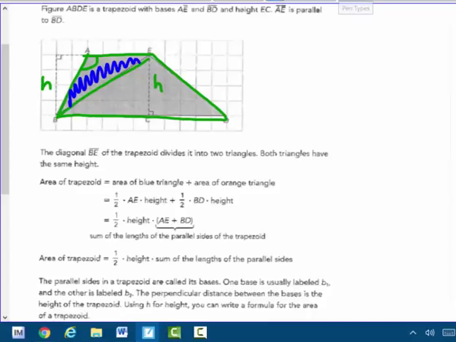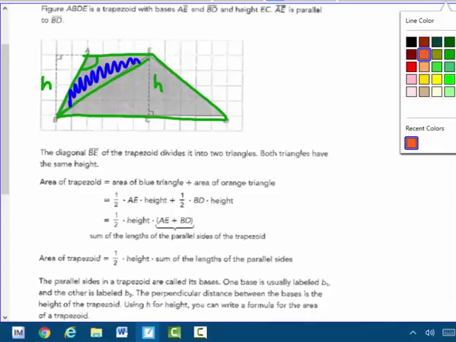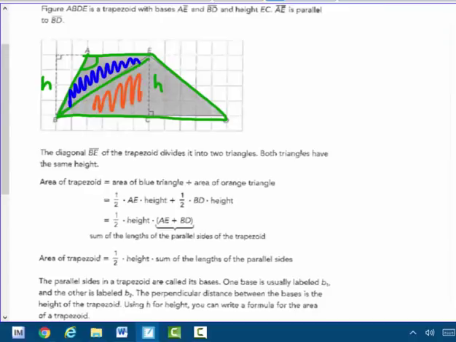And the area of the orange triangle. So the orange one. Here's the orange triangle. Okay, so now they're blue and orange. So the area of triangle ABE is 1/2 base times height, and the triangle BED, 1/2 base times height. The heights are exactly the same.